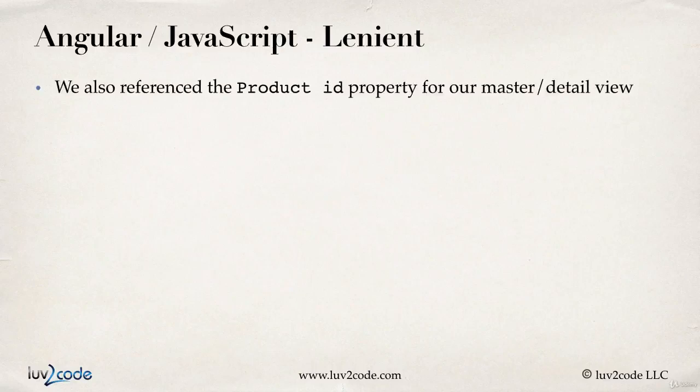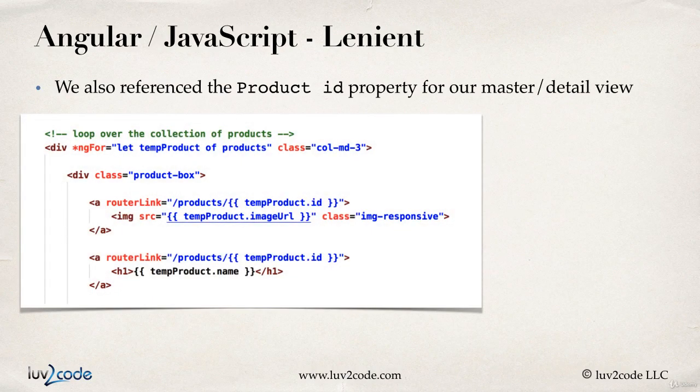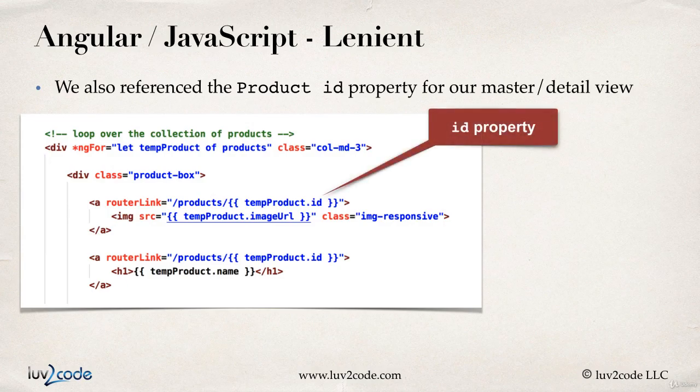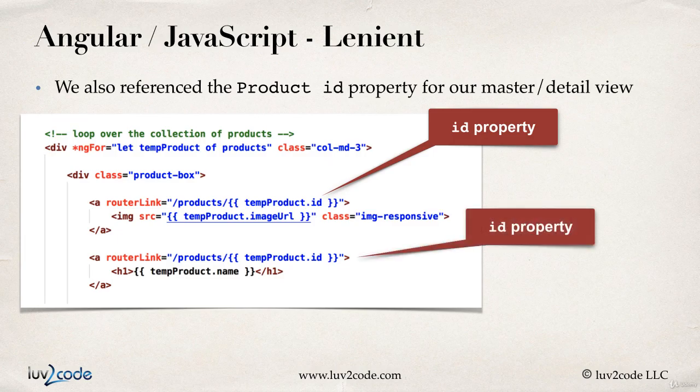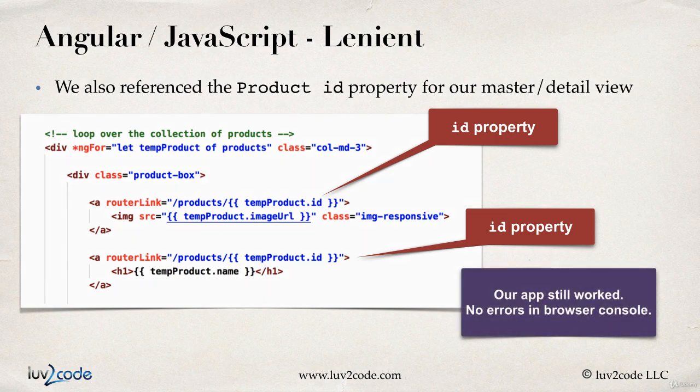And we also reference the product ID for our master detail view. So in our application, when we create links to go to the details page, we'd say temp_product.id. So we would access the ID property. But again, we just saw the source code in the product class where that field doesn't exist. However, our app still worked and there were no errors in the browser console.